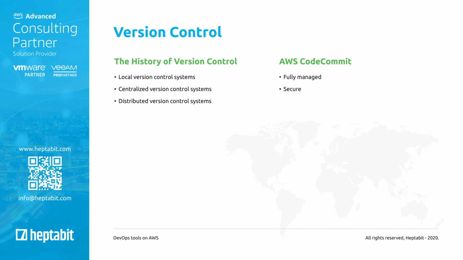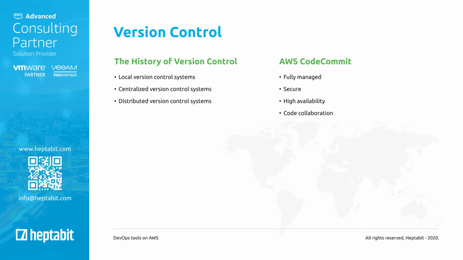AWS CodeCommit automatically encrypts all of your files in transit and at rest. It is integrated with AWS Identity and Access Management, allowing you to customize user-specific access to your repositories. AWS CodeCommit has a highly scalable, redundant, and durable architecture. The service is designed to keep your repositories highly available and accessible.